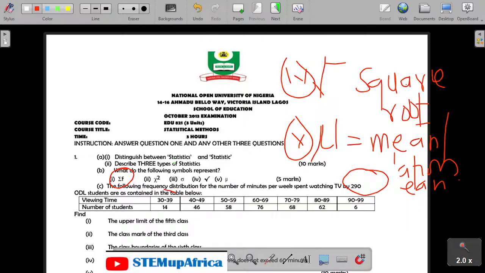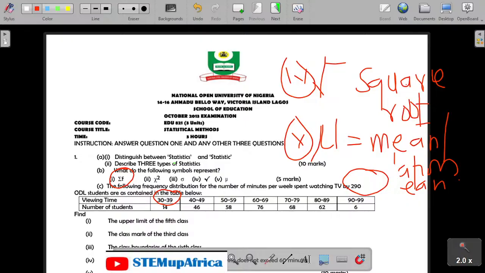Now this 30 to 39, we call it class intervals. The 30 to 39, 40 to 49, 50 to 59, down to 90 to 99, we refer to them as class intervals. Meaning, people that watch between 30 minutes to 39 minutes are 14 persons. Those that watch from 40 to 49 minutes are 46 persons. 50 to 59 minutes are 58 people. Then 90 to 99 minutes are 6 people. So if you add them up, you discover that we will have 290 at the end of the day.